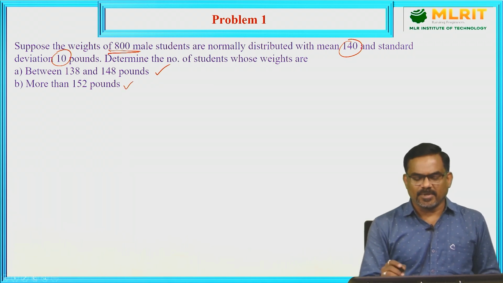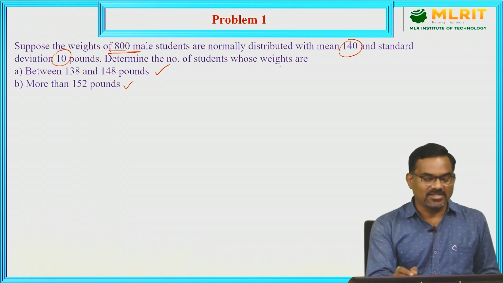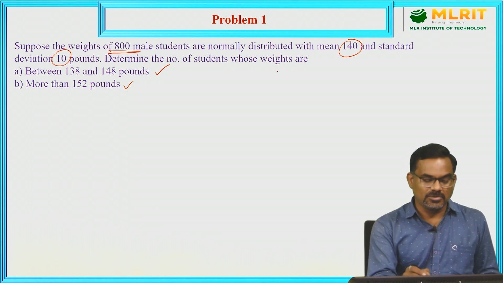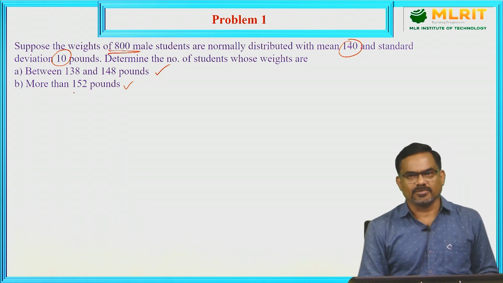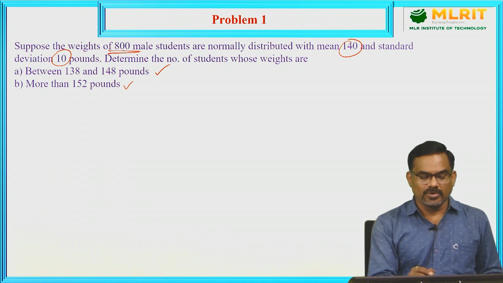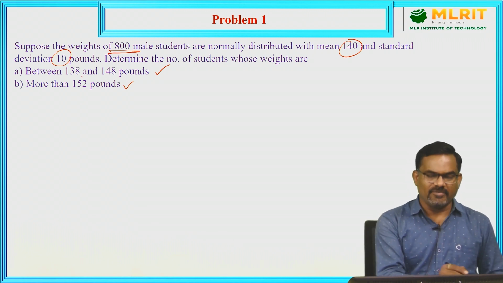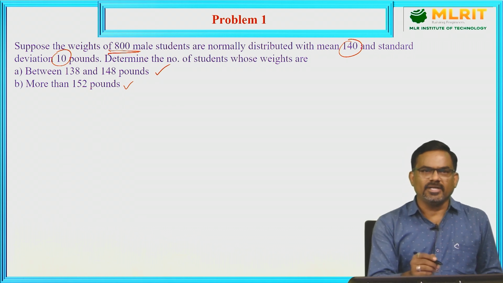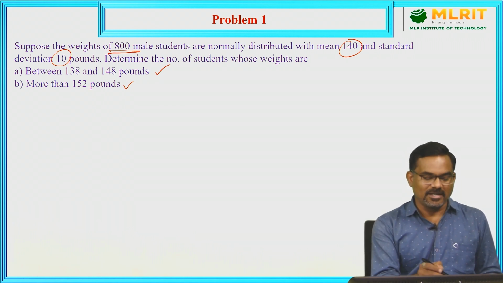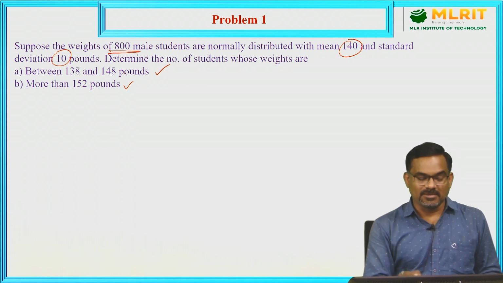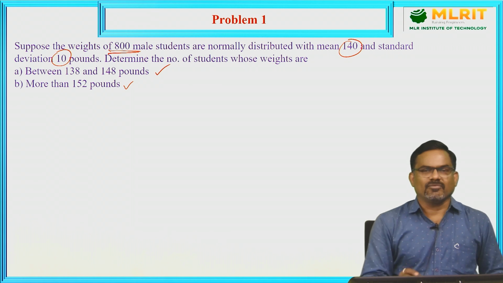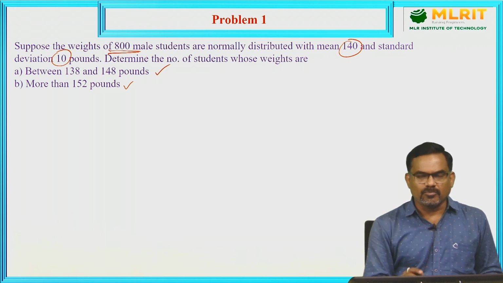So here in the present problem we need to find the number of students whose weights are between 138 and 148 pounds. Similarly, the number of students whose weight is more than 152 pounds. So to find the number of students whose weight lies between the given values or more than the given value, first we need to find the probability of a student whose weight lies between 138 and 148. Similarly, the probability of a student whose weight is more than 152 pounds. So first we need to find the probabilities.